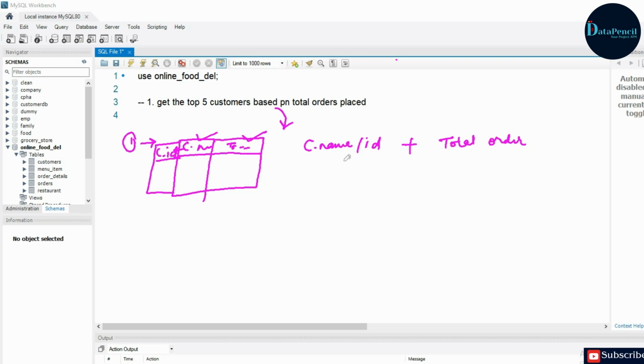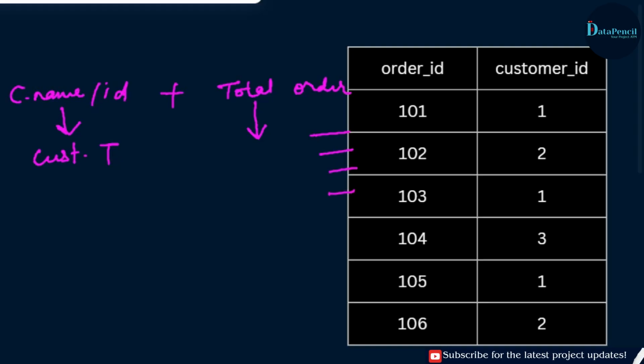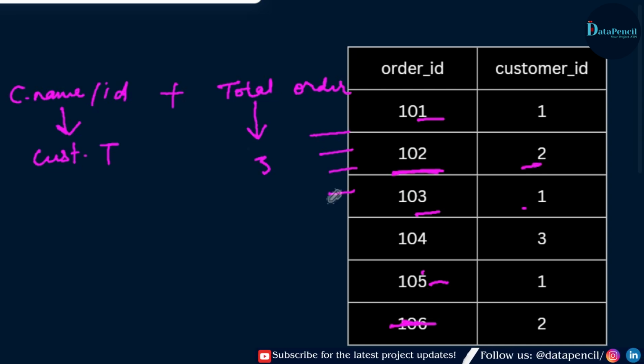Okay, what tables are required here? For this we need the customers table, correct? And for the total orders, how can we get the total orders? To get the total orders we basically count the rows, right? See here, how can you count the total orders? For customer 1, how many orders? 1 order, 2 orders and 3 orders. So for customer ID 1, there are 3 total orders, right? For customer ID 2, how many? 1 order, 2 orders. So for customer ID 2, there are total 3 orders.